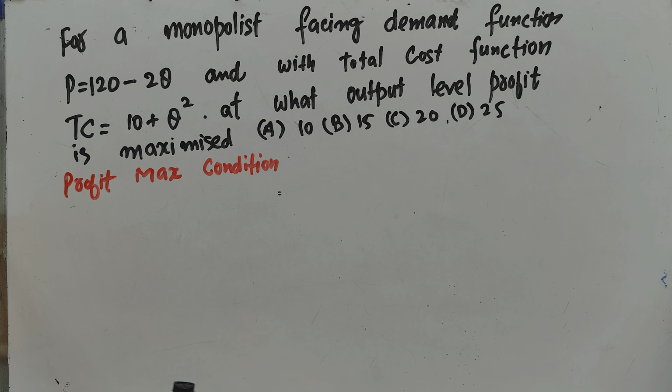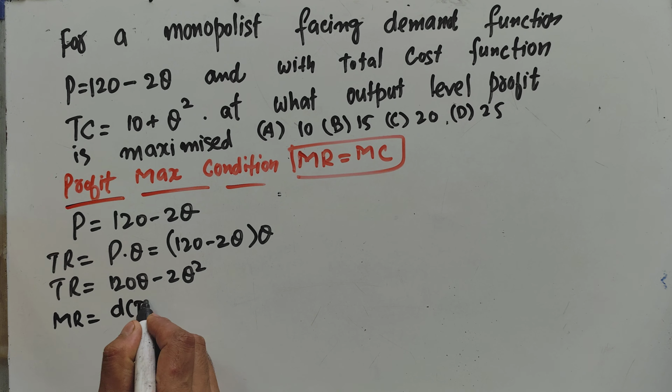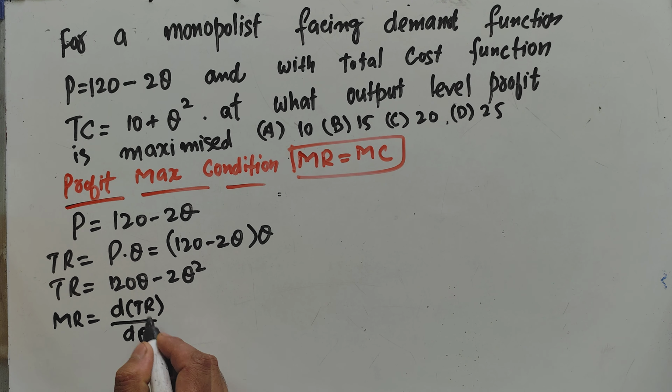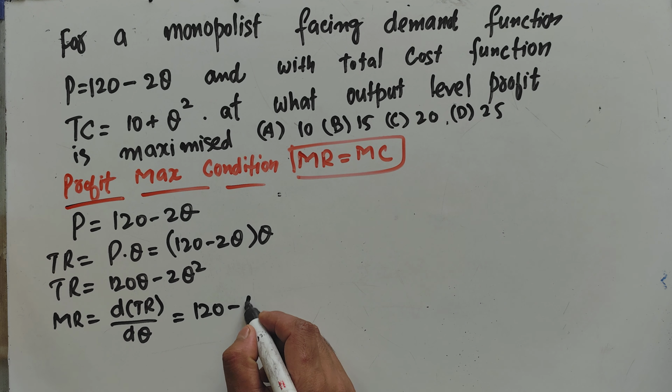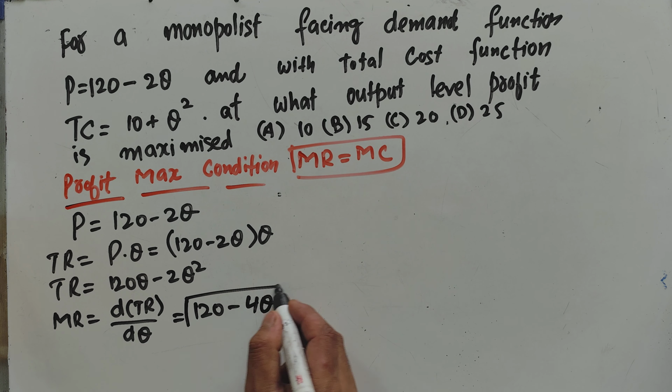So marginal revenue will be simply the change in the total revenue due to the change in the output. That is the derivative of this function with respect to Q. Derivative of 120Q is 120, so we are left with 120 minus the derivative of 2Q², which by the power function rule, the exponent becomes the coefficient and the exponent is reduced by 1. We will get 4Q. This is our marginal revenue: MR = 120 - 4Q.